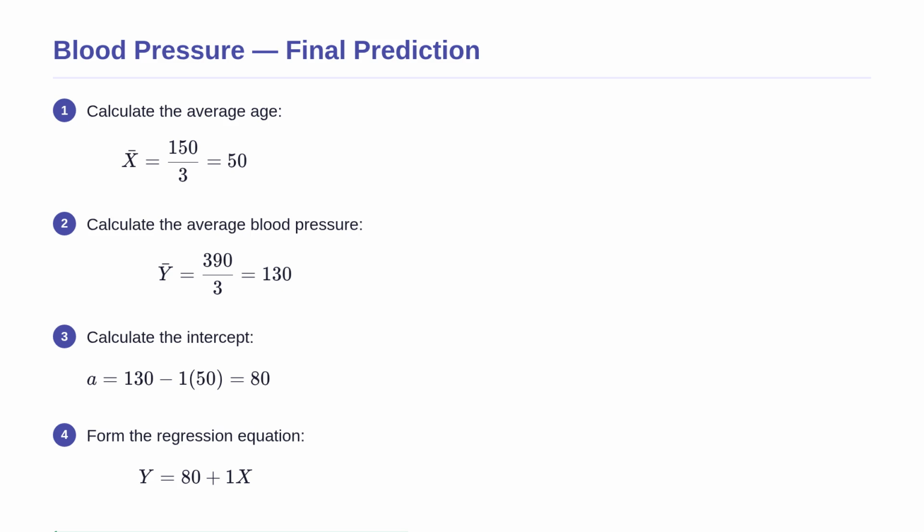Now we can answer our original question. What is the blood pressure of a 70-year-old patient? We simply plug 70 in for x. 80 plus 70 gives us 150. We have successfully used linear regression to forecast a biological outcome.